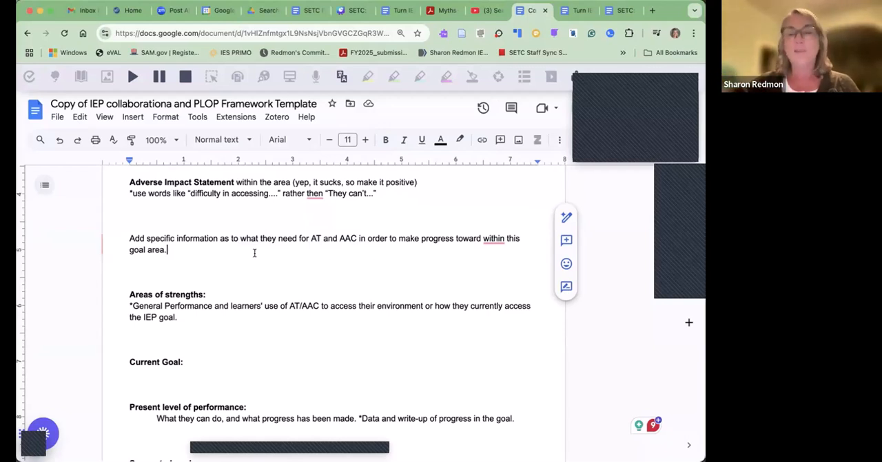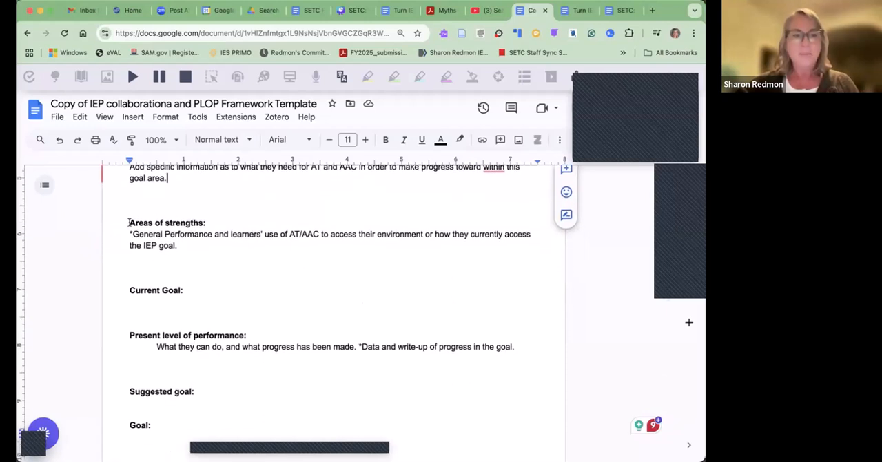If they're using a specific AAC device, a specific piece of technology, a specific app, this is where you can put that in, right? Because this is what they're doing. This isn't anything that you're recommending or saying that the next district they go to would need to use. This is what they are using. They are using these tools. And here's the data that shows what and how they're using it.